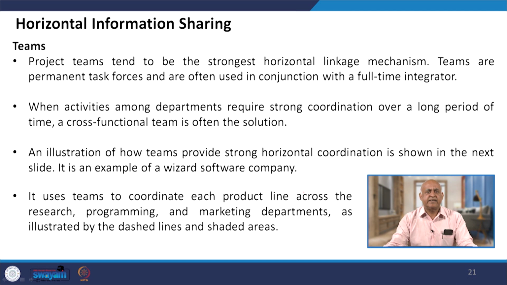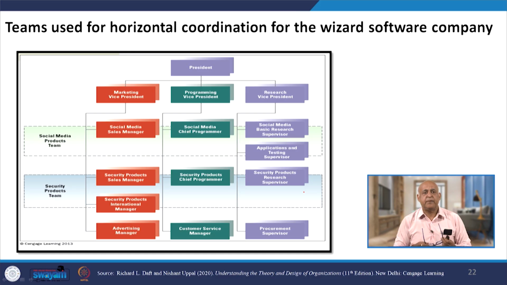It is an example of the Wizard software company, and it uses teams to coordinate each product line across the research, programming and marketing departments, illustrated by the dashed lines and the such board. Now, this is the Wizard software company, which is using teams for horizontal coordination.